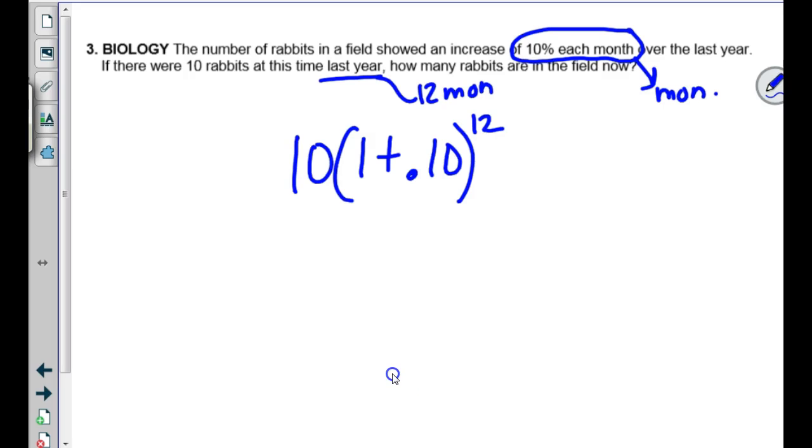Compound interest is literally only for compound interest. Sure. Yep. A whole number's fine here. What did you get? 31.